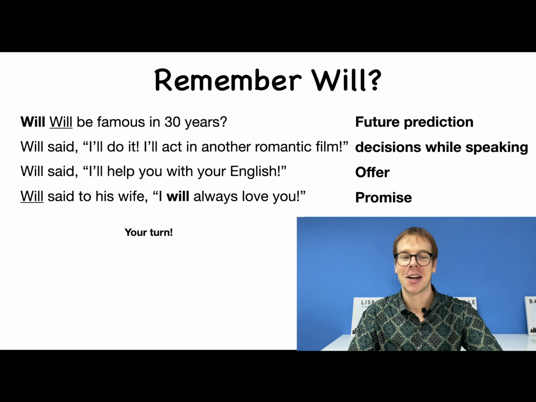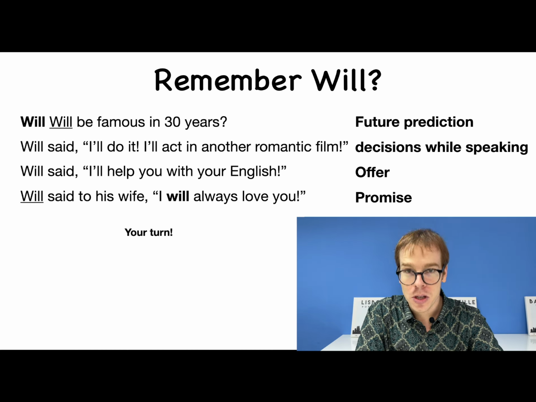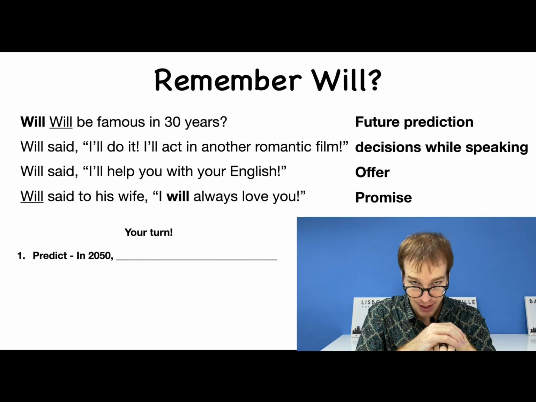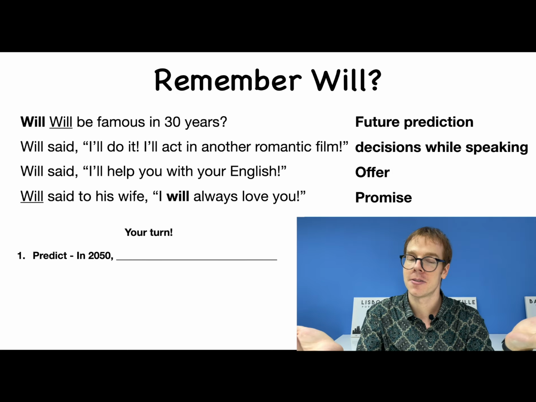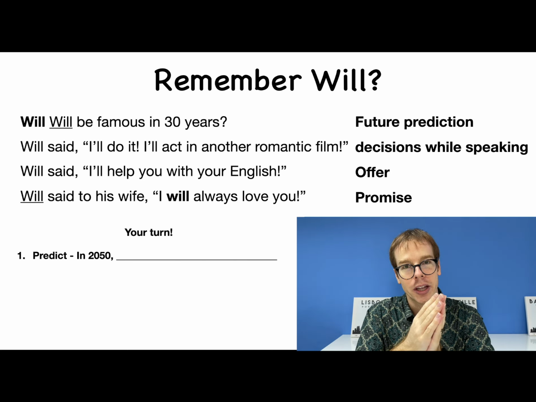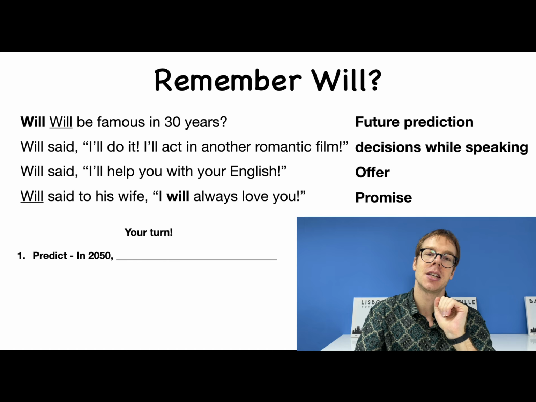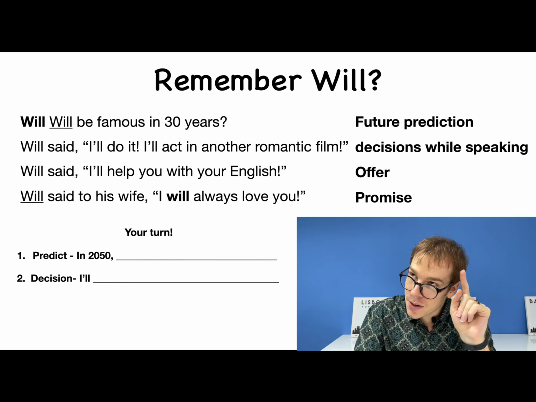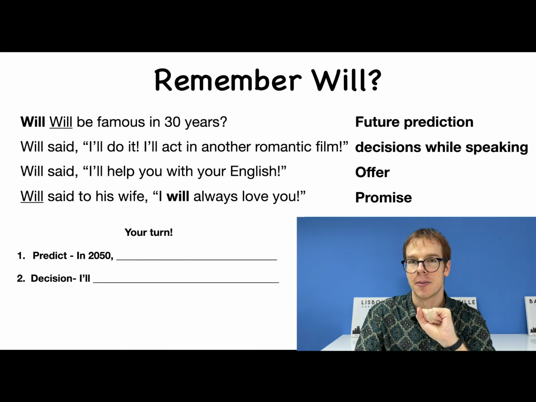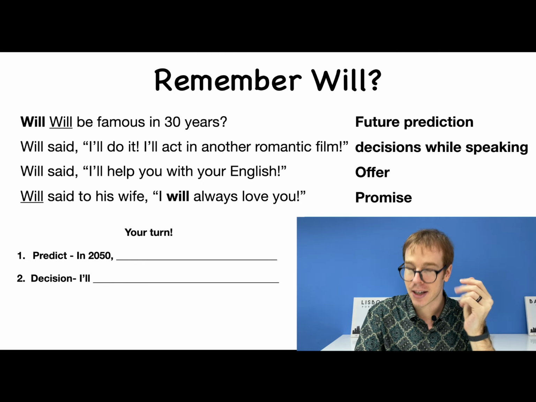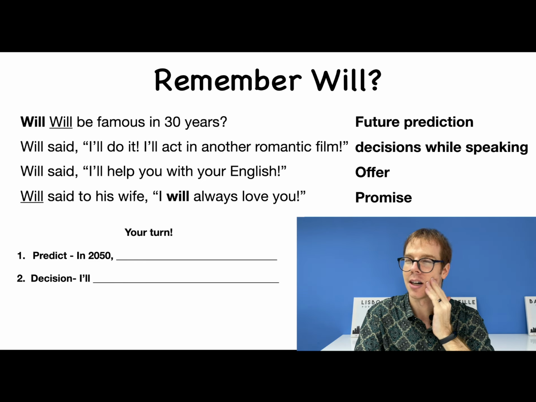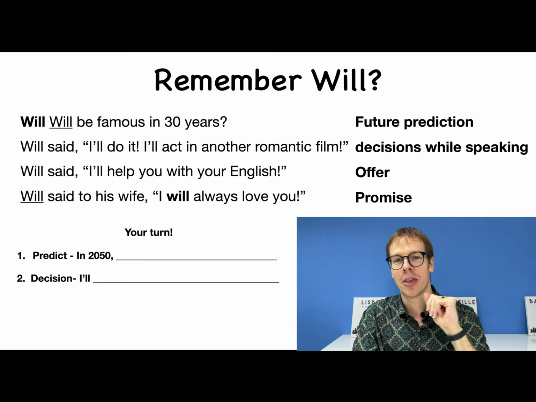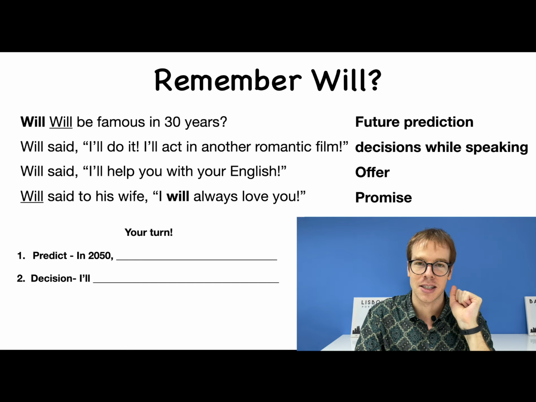I want you to think right now about how you can use will to make your own sentences. The first one, think right now, in 2050, what will happen? In 2050, what will life be like? Decision. I want you to decide right now what to have for dinner. You don't have a plan. Right now you think, I think I'll have Japanese food. I think I'll have Thai food. I think I'll have American food. Right now, think about what you can decide.